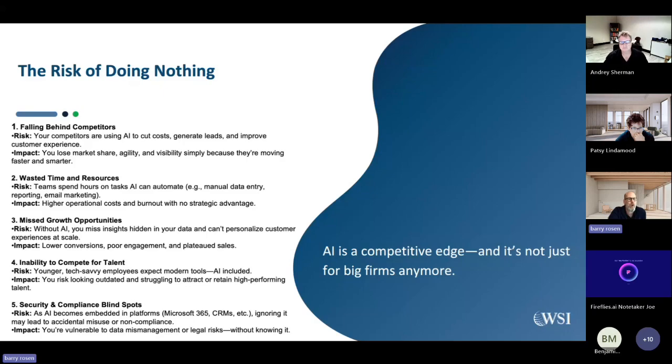And then, of course, security and compliance blind spots, because as AI is embedded in platforms, people are going to use it. And if you don't have a policy around the usage in your organization, people are going to use ChatGPT, and they may be putting in your data, your proprietary customer information, into those platforms, and that is now in the cloud. And so you really have to be careful. If you do nothing, you're risking at the very minimum security and compliance blind spots.